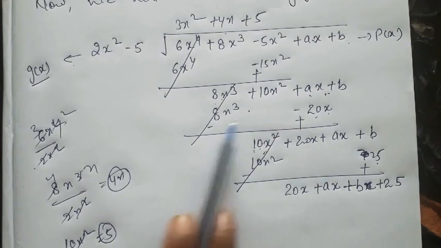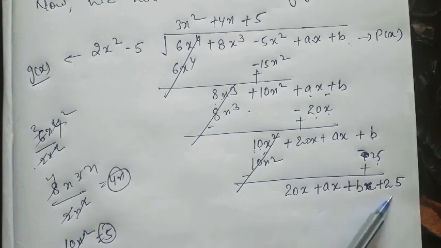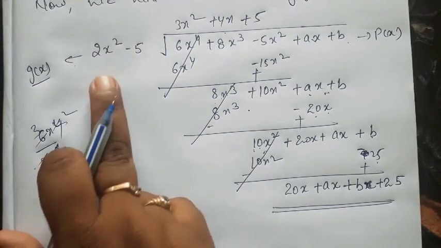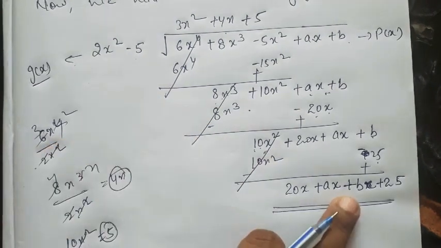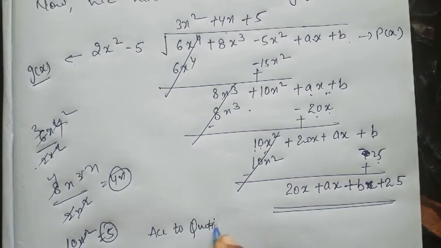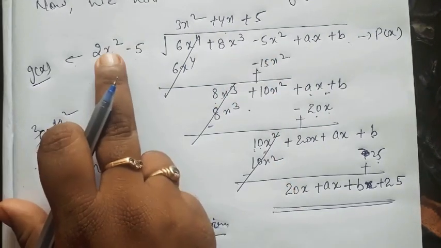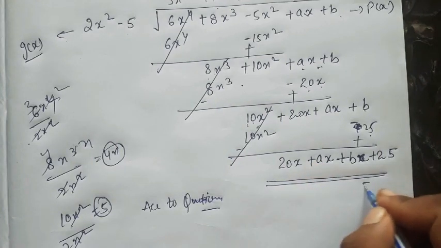As the sign changes, it will cancel out. We are left with 20x plus ax plus b plus 25. This is the remainder because its degree is less than the divisor's degree. So it is the remainder. According to the question, it is exactly divisible by this, so the remainder will definitely be 0. So we can say this is the remainder now.